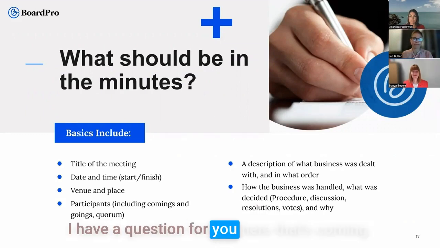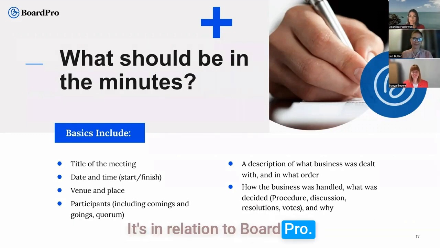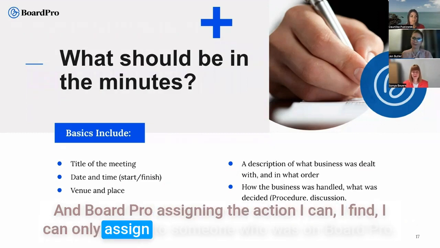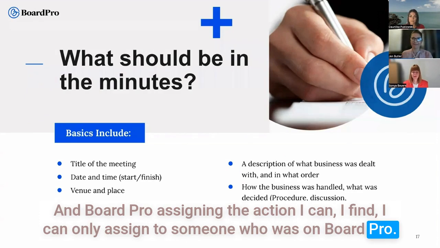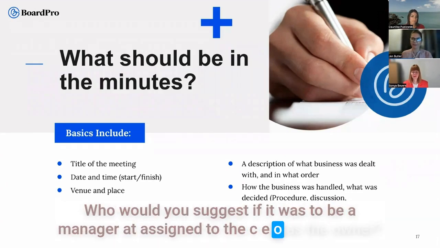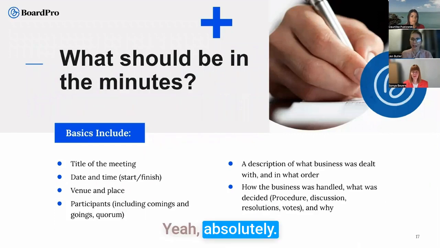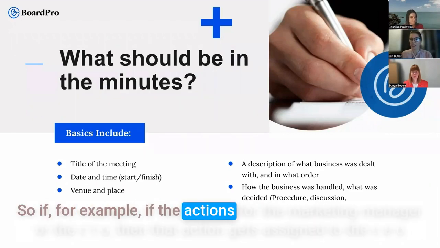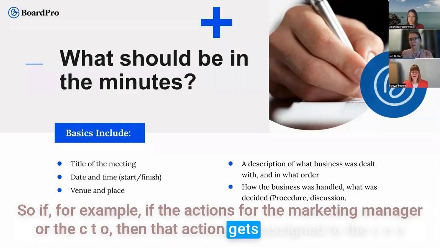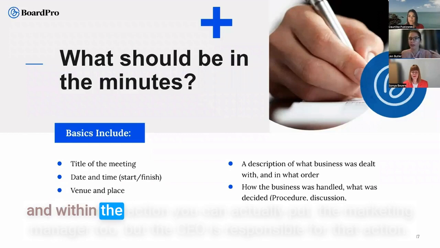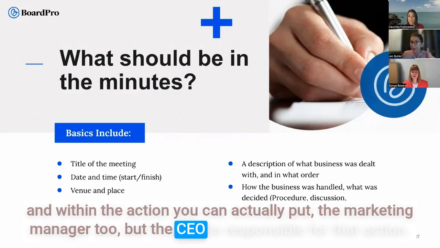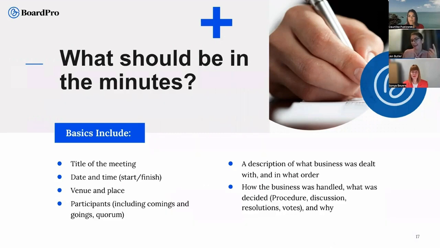Jen, I have a question for you here that's come in. It's in relation to Board Pro. In Board Pro, assigning the action, I find I can only assign to someone who is on Board Pro. Correct. Who would you suggest if it was to be a manager, assigned to the CEO as the owner? Yeah, absolutely. So, for example, if the action's for the marketing manager or the CTO, then that action gets assigned to the CEO. And within the action, you can actually put the marketing manager too, but the CEO is responsible for that action. Danica, how would you do that?